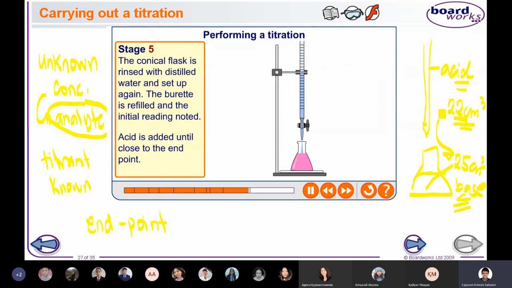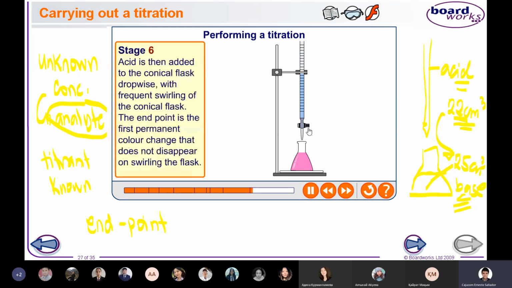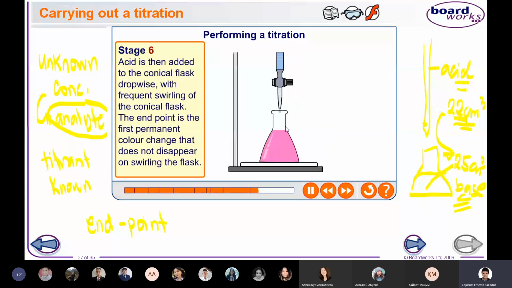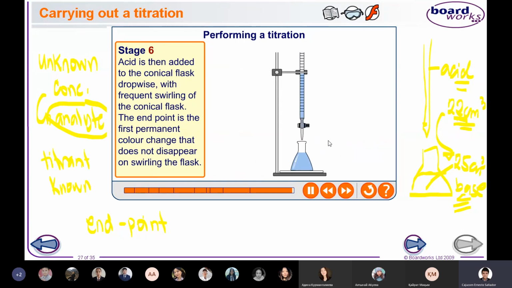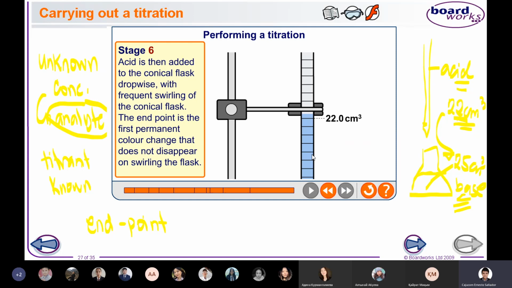And then when you think that you're very near to 22, what you can do is add it dropwise. So drop by drop, another drop, just to confirm. The endpoint is the first permanent color change, that does not disappear on swirling the flask. So once the flask changes its color, you would know that you have reached the endpoint.